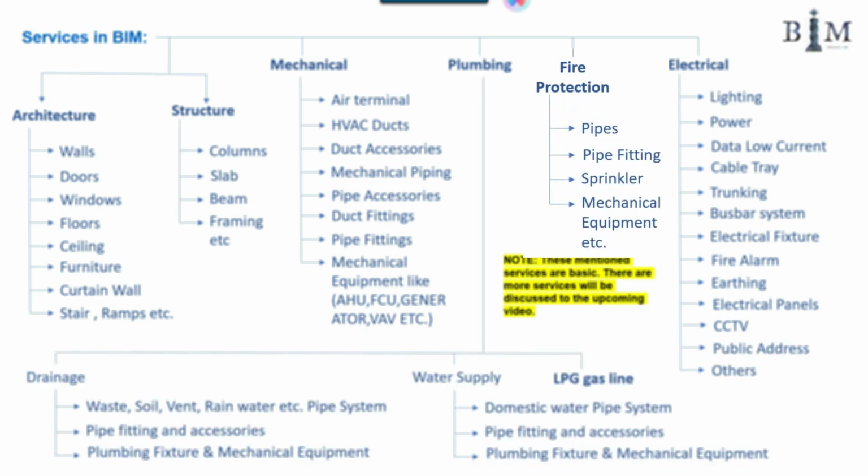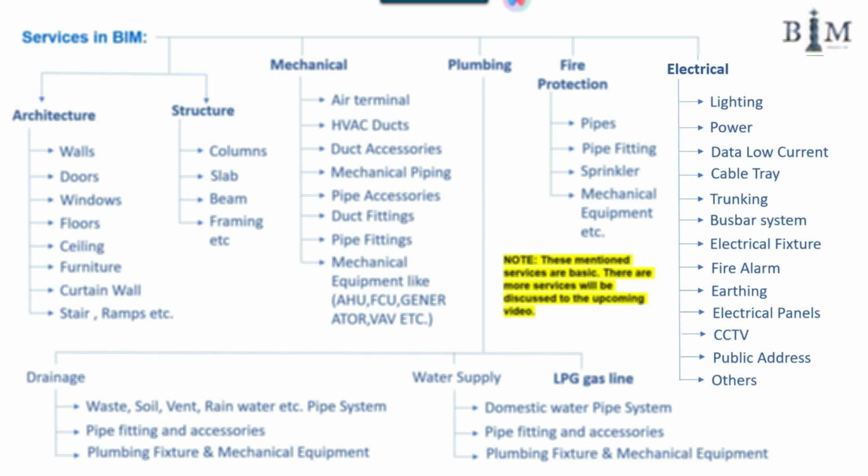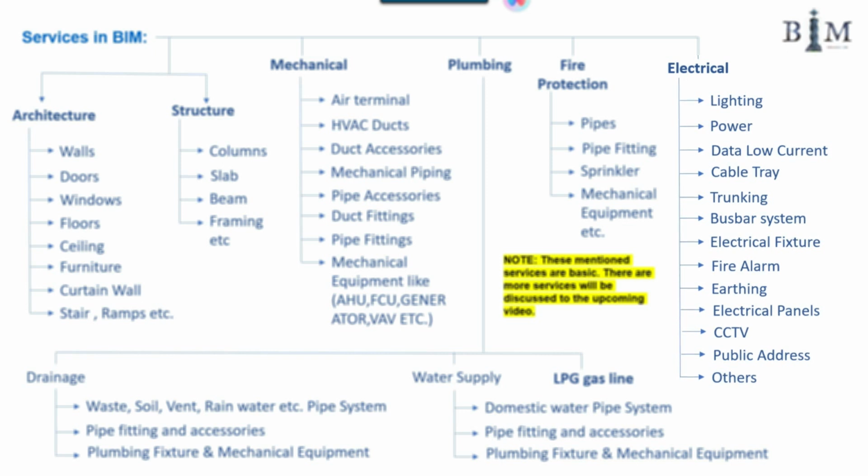Under fire protection, we have elements like pipe fitting, pipe accessories, sprinklers and mechanical equipments, etc. And under electrical, we have elements like lighting, power, data, cable tray, trunking, bus bar system, electrical fixture, fire alarm, earthing, electrical panels, CCTV, public address and others.